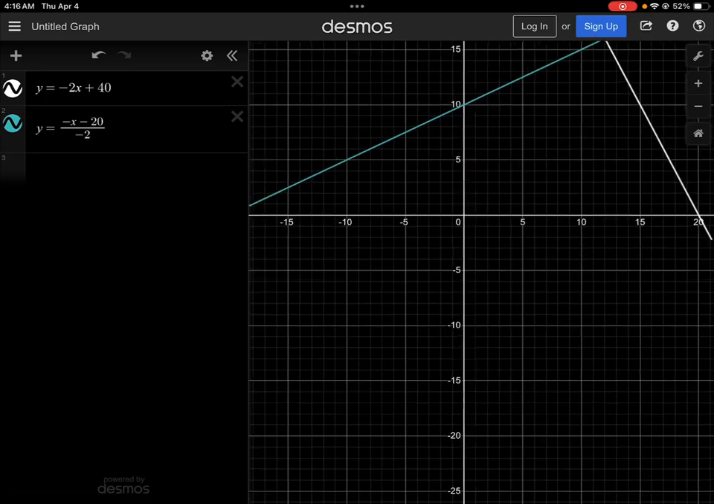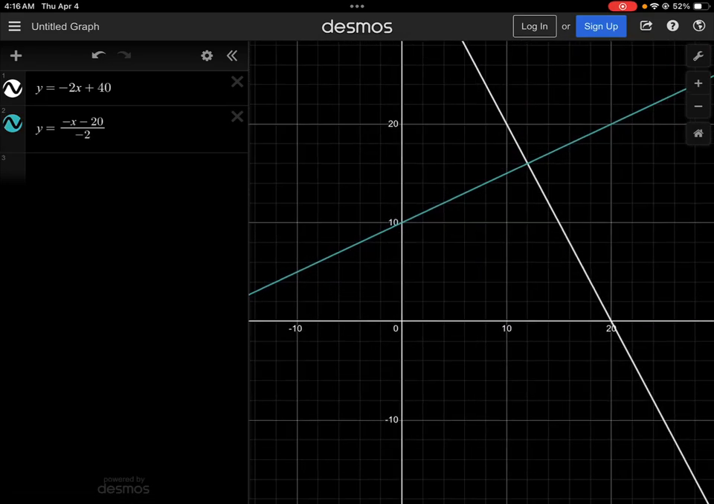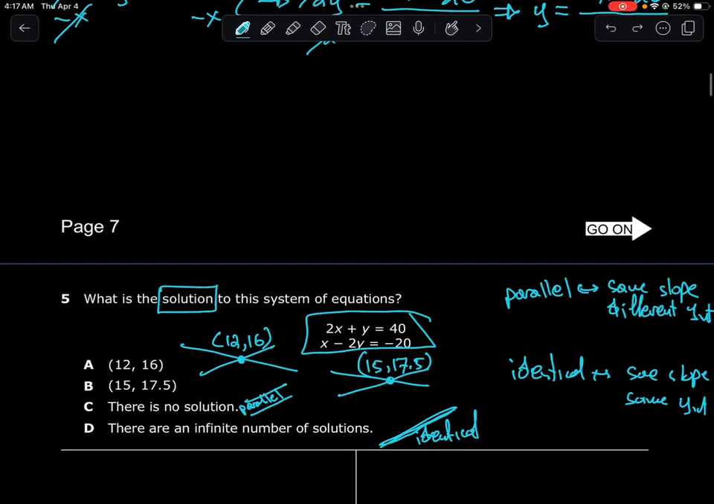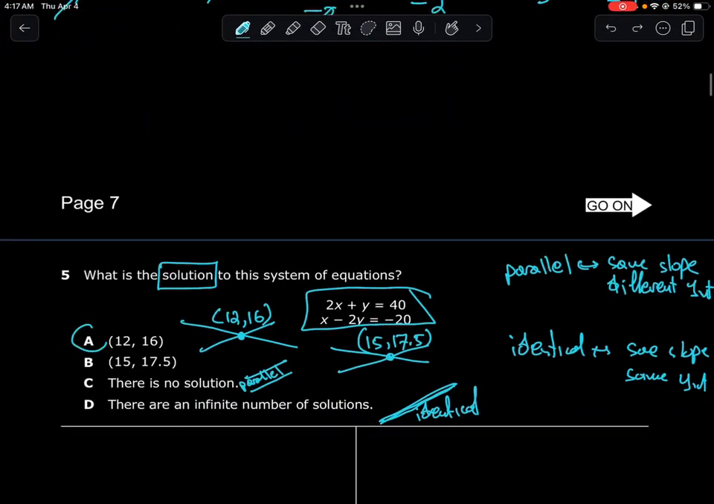Let's see where that is now, and it looks like that. It's an x, so it has one solution, and the coordinates of the solution are 12,16. Do I have a 12,16? I have a 12,16, and this is the first one.